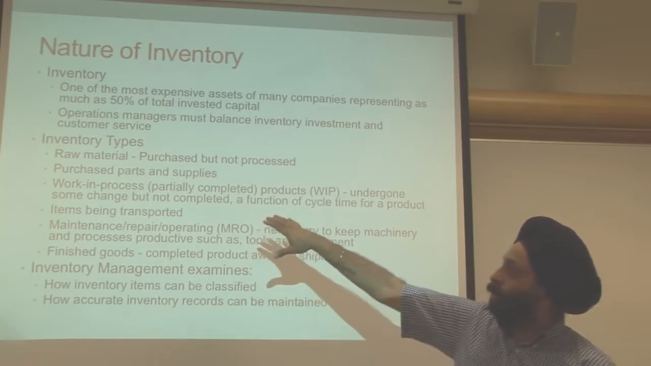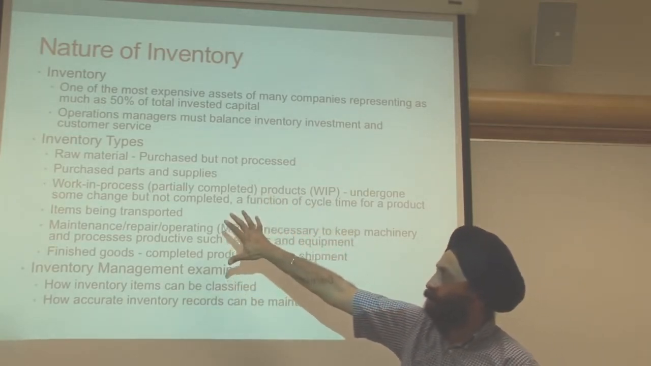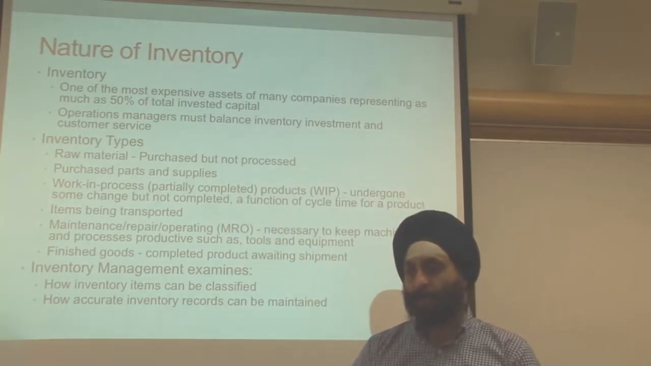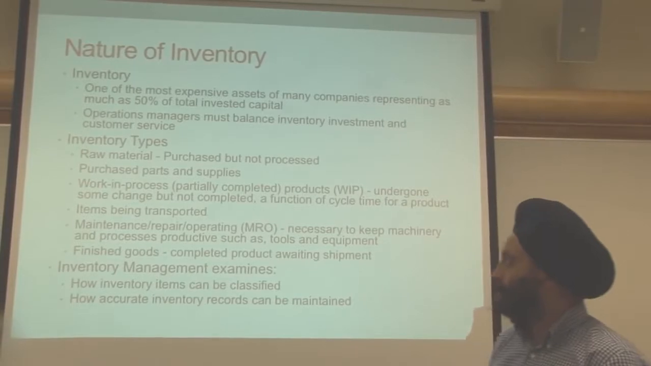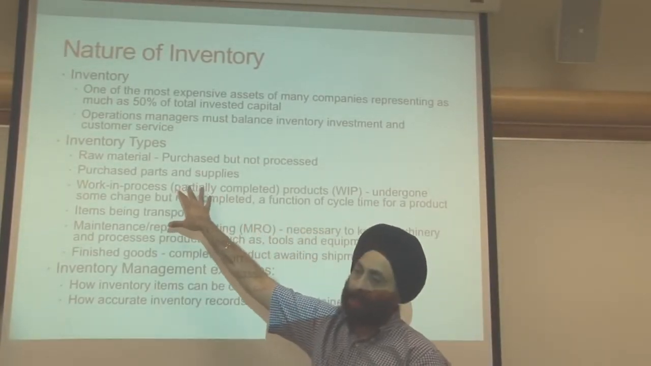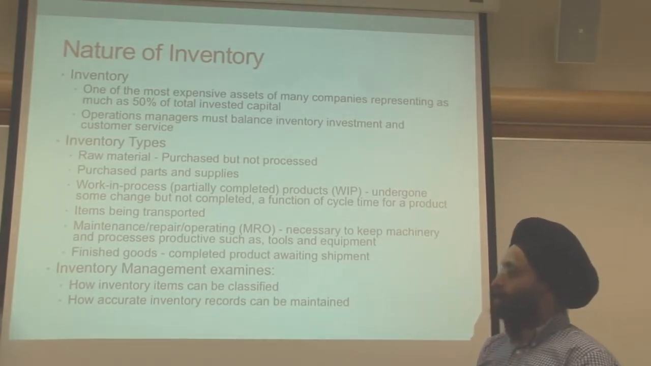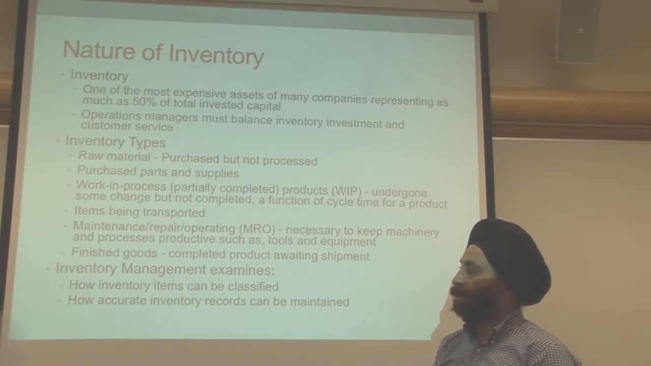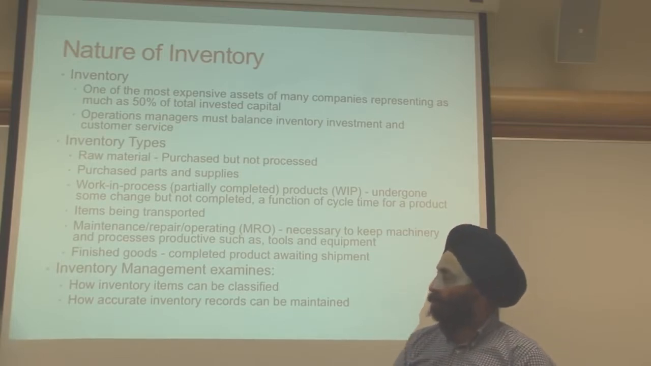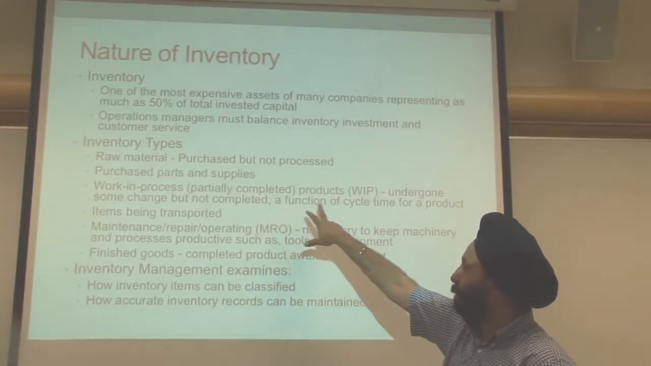Typically, the types of inventory you come across start with raw material inventory, which is purchased but not processed. Those are just bought from the vendor. Then there are purchased parts and supplies, which could be components and subcomponents manufactured elsewhere and then delivered to the company to be assembled into the final goods.